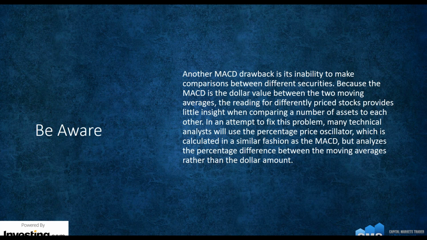So be aware, another MACD disadvantage is its inability to make comparisons between securities. Because the MACD is a dollar value between two moving averages, the reading of differently priced stocks or assets provides little insight when trying to compare a number of assets to each other. In other words, if you're using RSI, there's a rule: RSI at 70 and higher is overbought, and below 30 is oversold, so it's easy to do that from asset to asset. Here you have to look, because it's using the dollar difference, or subtracting the value from one to the next. You need to look at it slightly differently, especially in different markets.